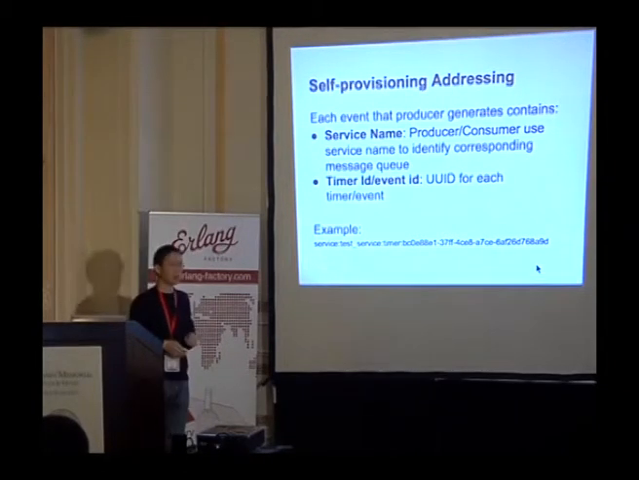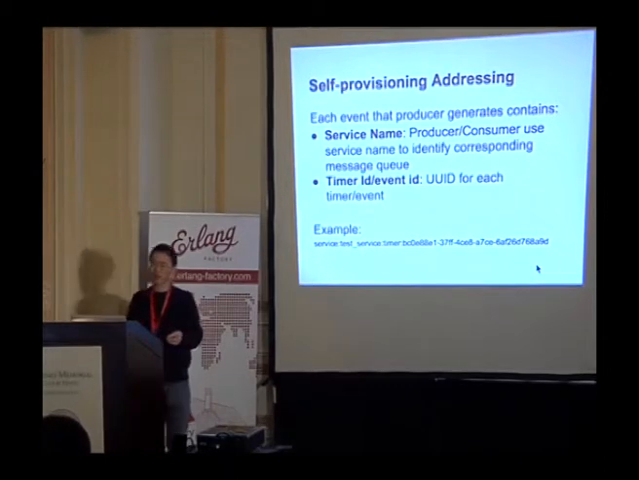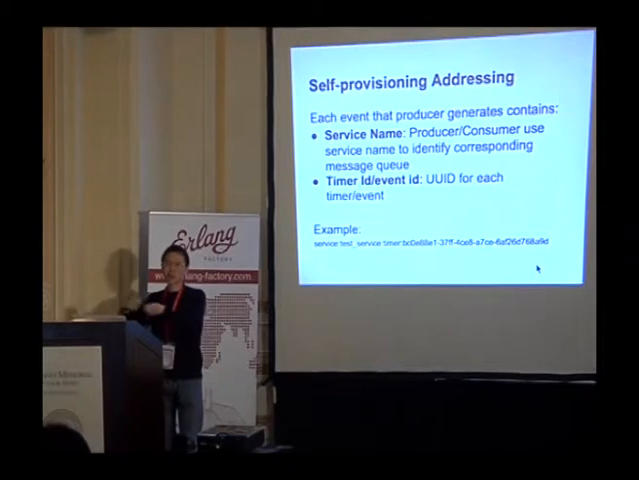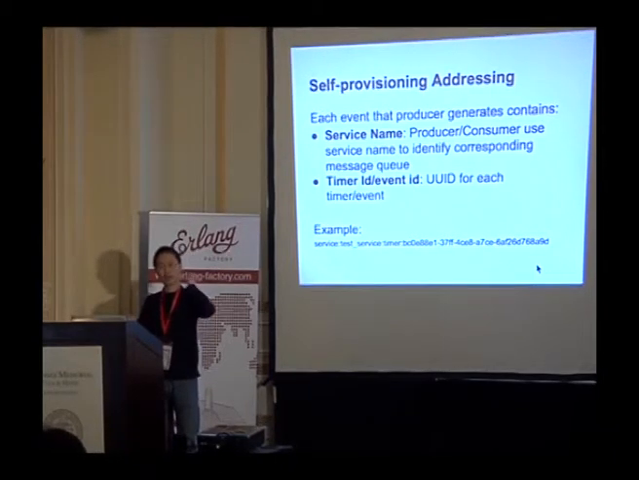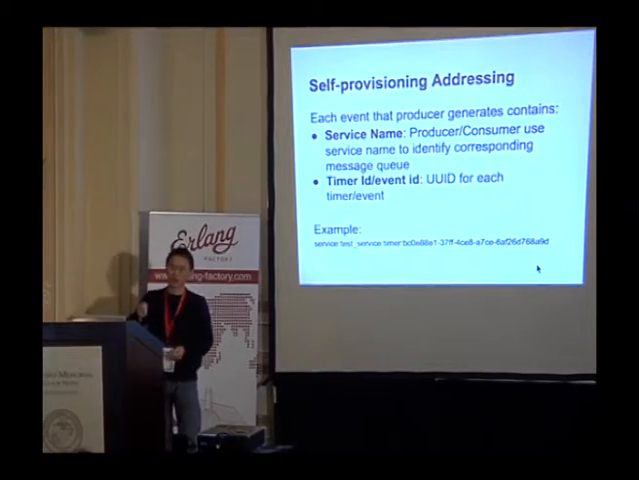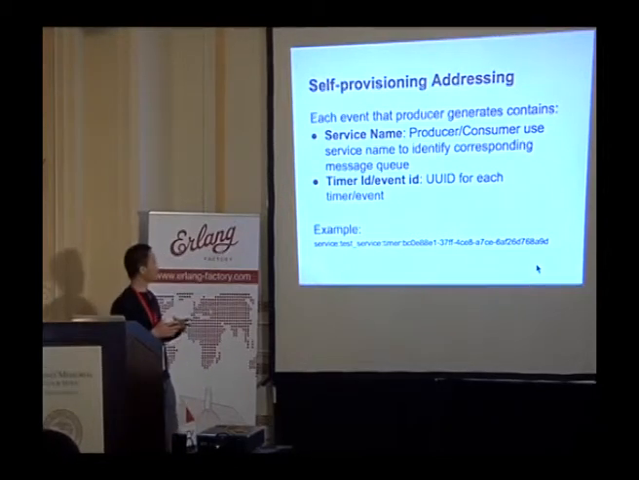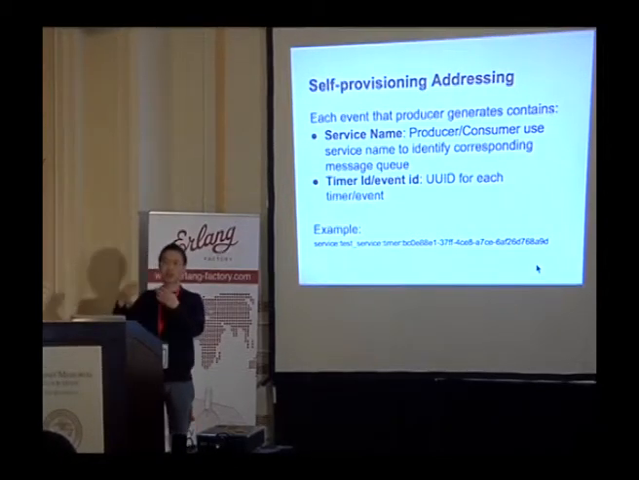So the second item is the timer ID or the event ID. From the consumer's point of view, it's getting an event, so from his view, it's an event ID. When he sends the feedback back to the system, saying I'm completed or failed, he uses this event ID. The timer ID is actually used by the retry scheduler.